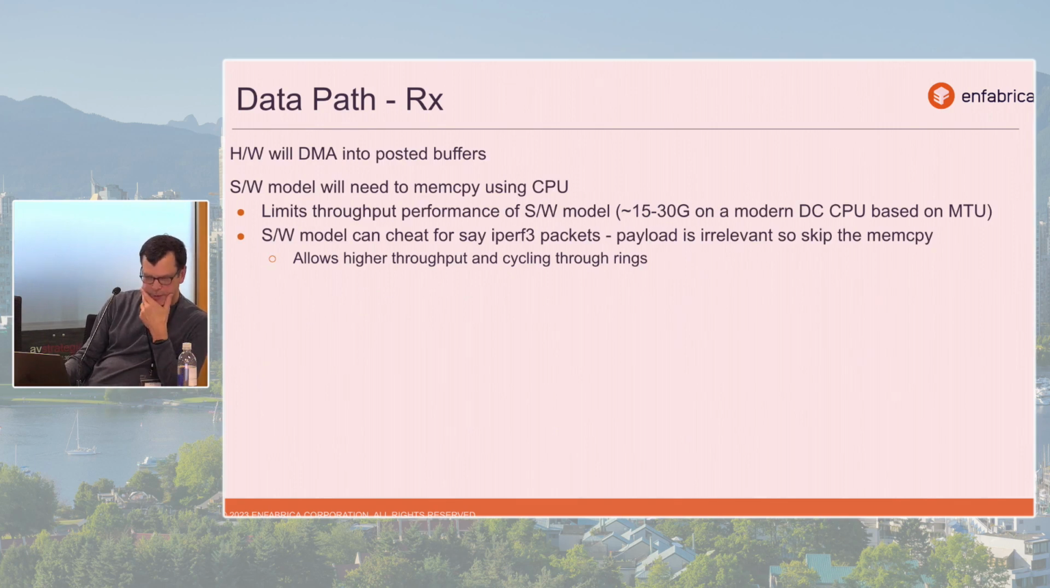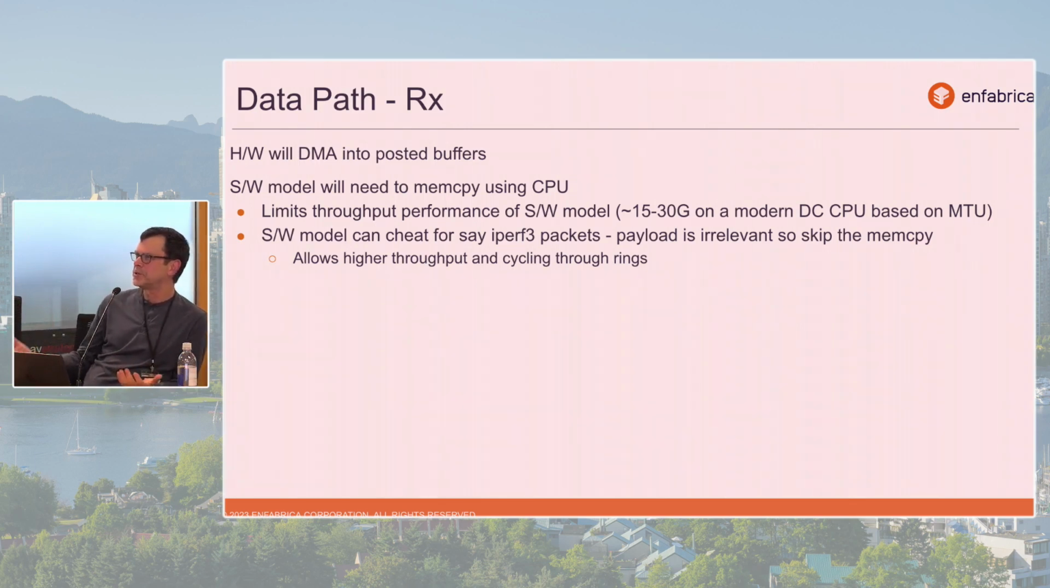One thing to note about the software model side of things: hardware will DMA into the posted buffers. Software model, you have to do a mem copy, and that mem copy is what's basically going to limit your throughput. On a modern CPU, like what I've got, a 5 gigahertz Ryzen 3, based on your MTU, it gets around 15 to 30. I'll show you a demo in a few minutes where I have the MTU at 9,000, and I think I was getting almost 40 gig. But pretty much that is the limit based on just the CPU pegged doing a mem copy. But it's a software model. You don't always have to copy.